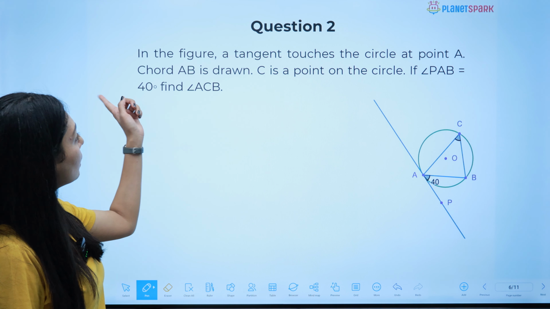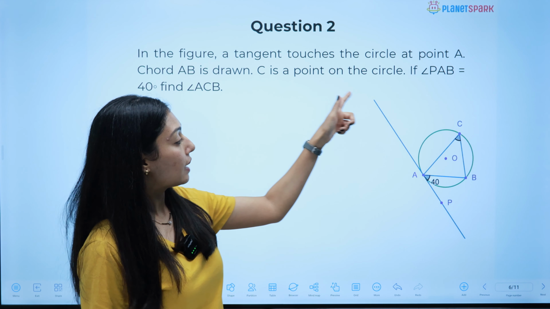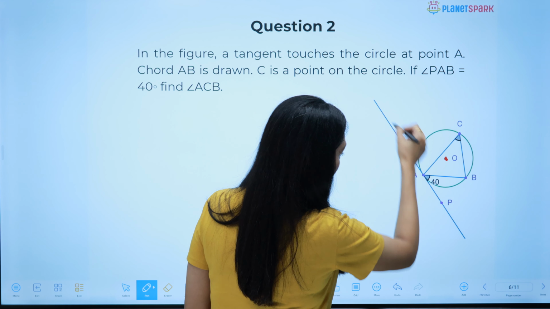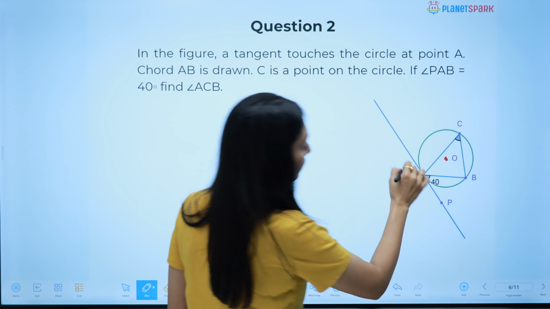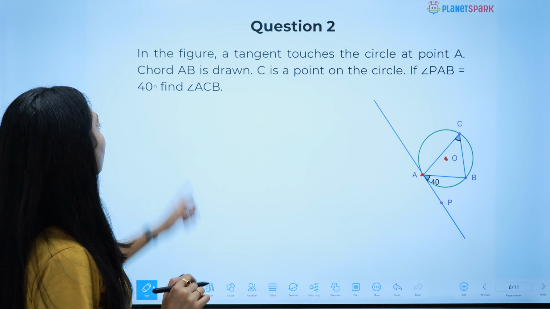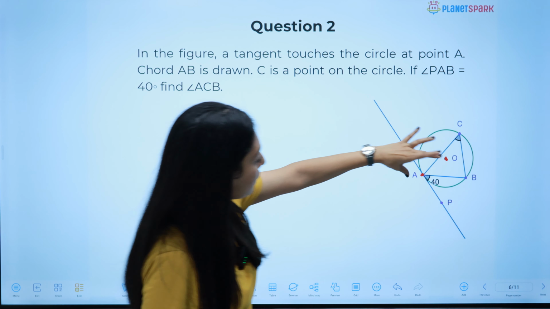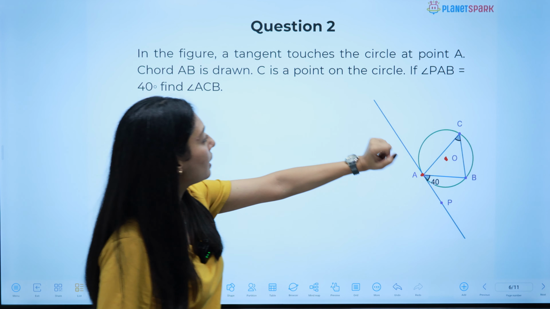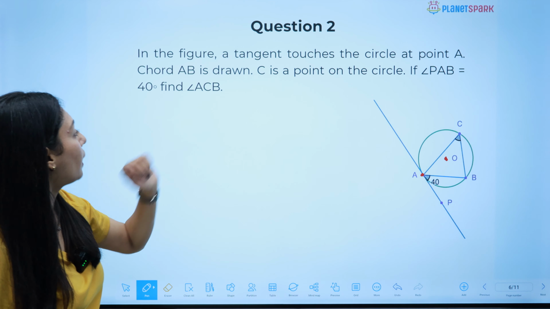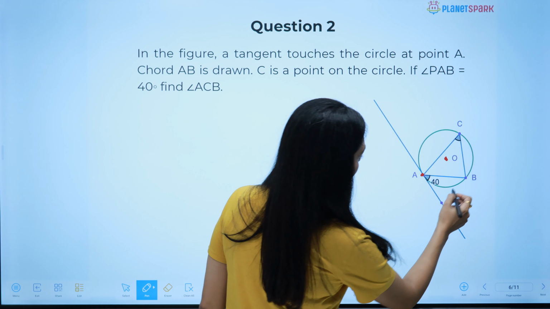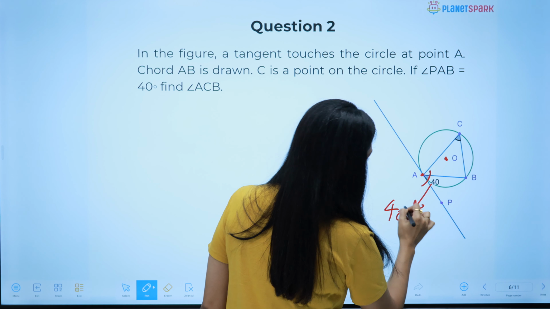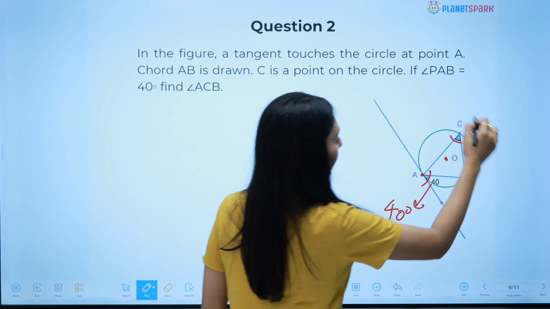Next question here. In the figure, a tangent touches the circle at a point A. Okay, this is the circle, what is the center? O, and this is the tangent, point of contact here we have as A. Clear? Okay. Chord AB is drawn. AB is the chord in the circle. C is the point on the circle. Here we have a point C. If angle PAB is 40, find angle ACB. Okay. PAB, this angle is given to be 40 degrees. We have to find ACB, this angle.